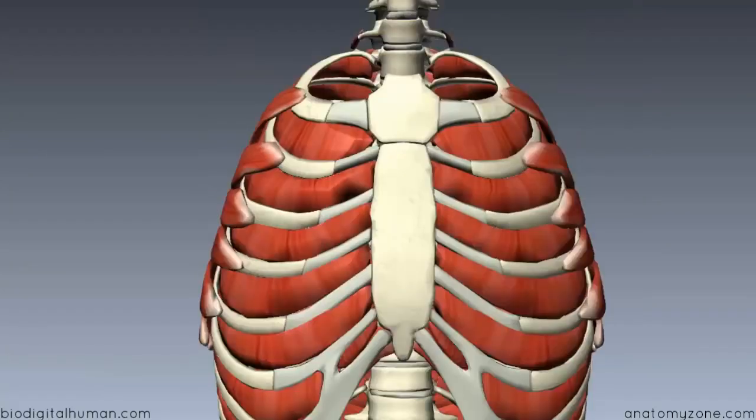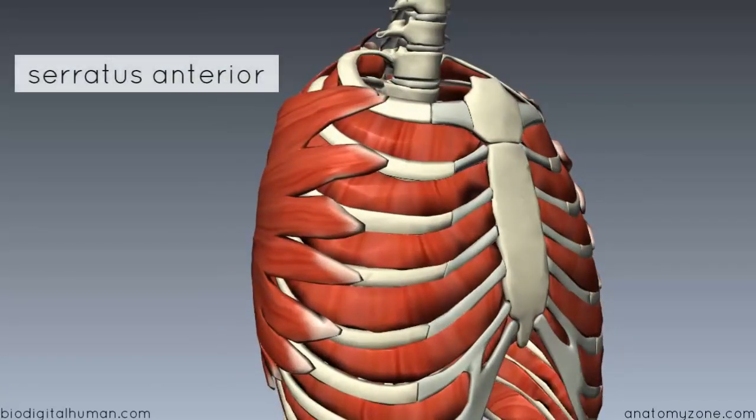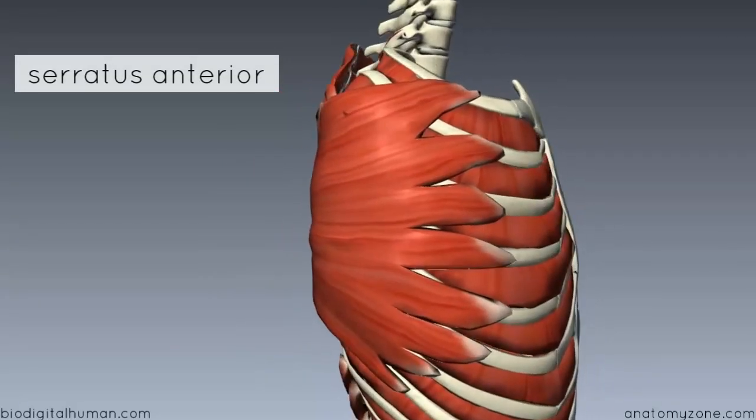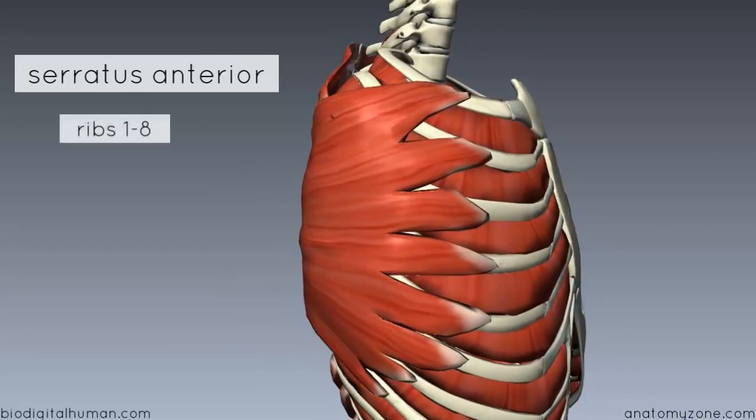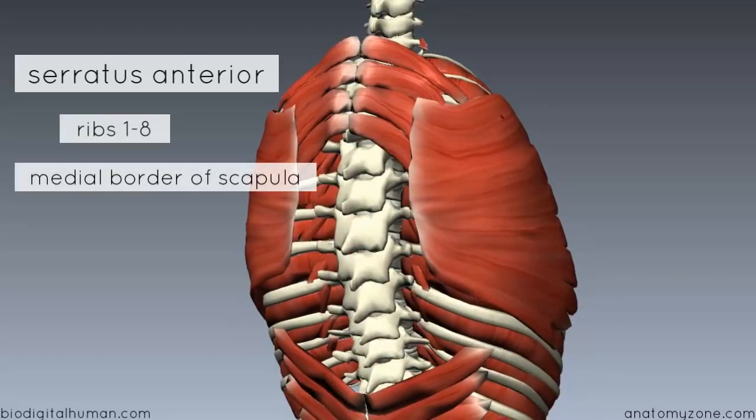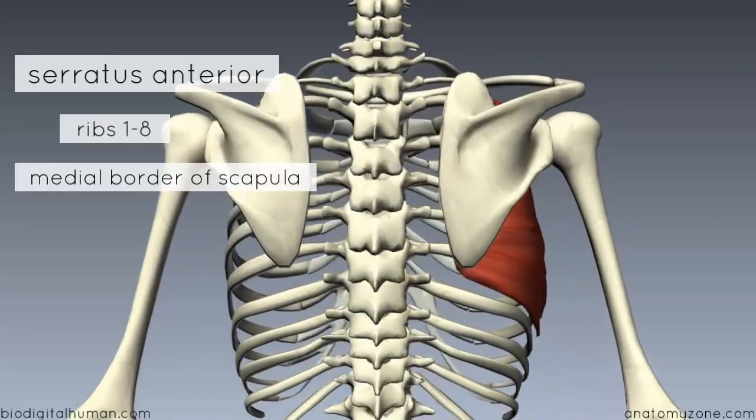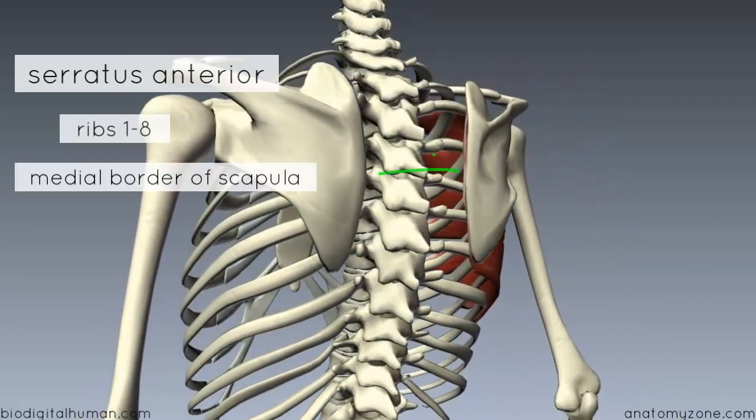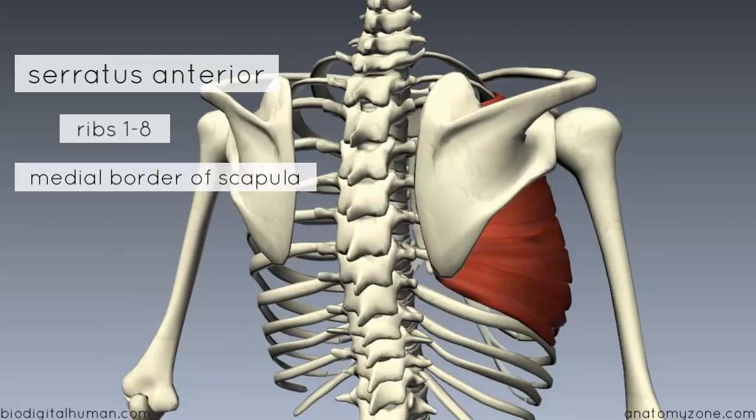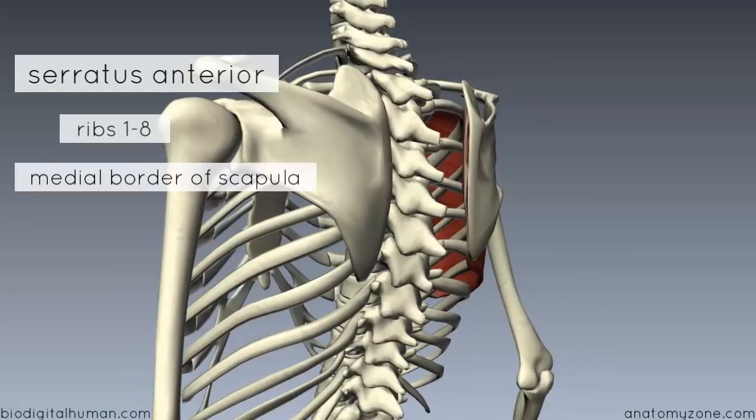Coming back round to the front, you can see the serratus anterior muscle here on either side, and this muscle originates on the upper ribs. So it originates from the first 8 to 9 ribs, and it inserts on the medial border of the scapula, on the costal surface, medially on the scapula. I've just isolated this muscle on the skeleton here, and you can see the medial border of the scapula here, and the costal surface of the scapula is the anterior surface of the scapula, which lies close to the rib cage. So the serratus anterior inserts on the medial side of the scapula on its costal surface.